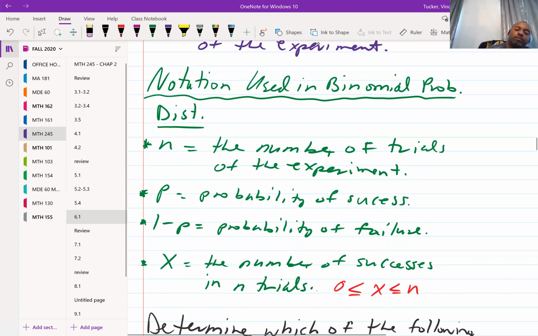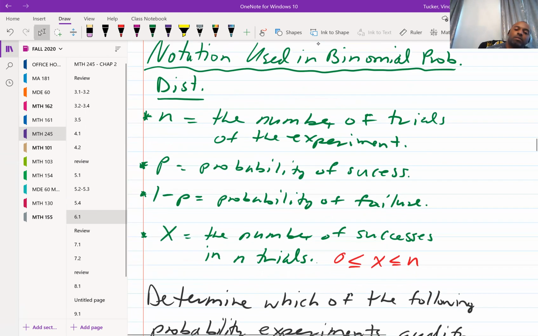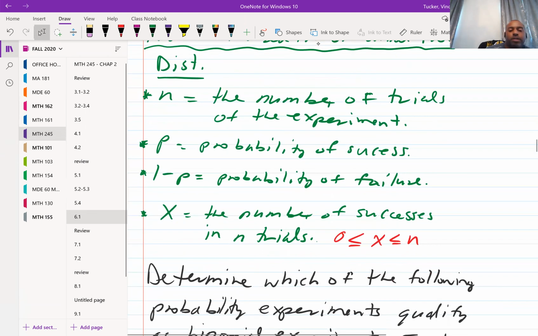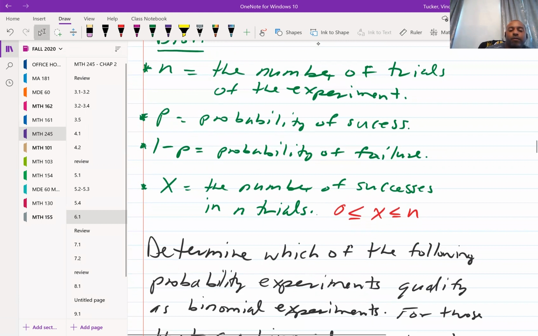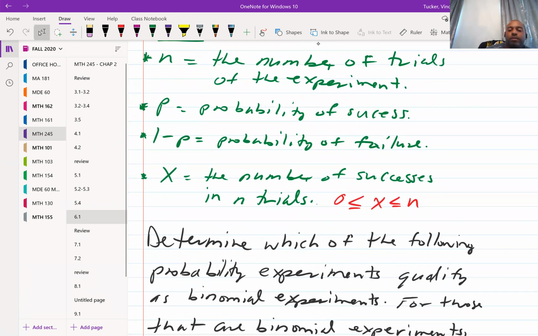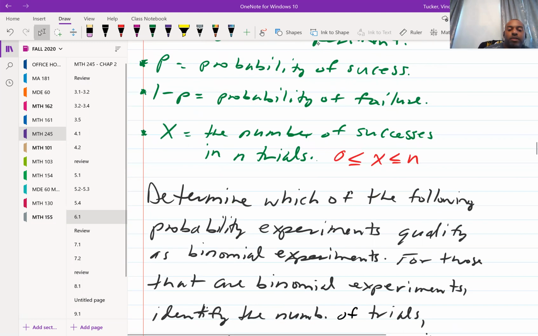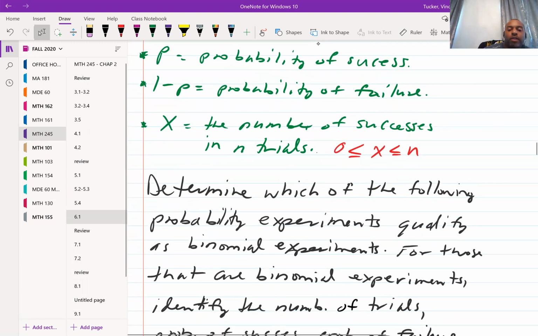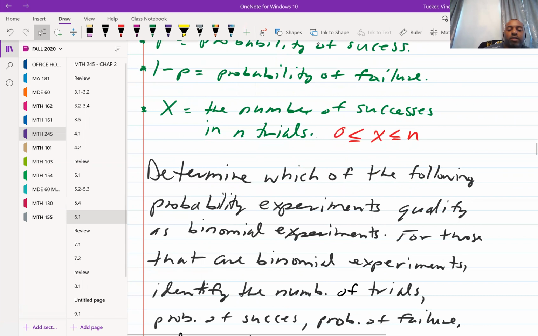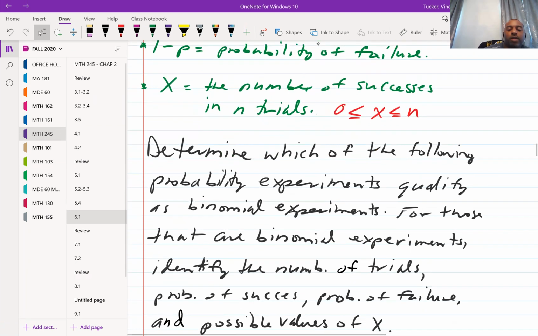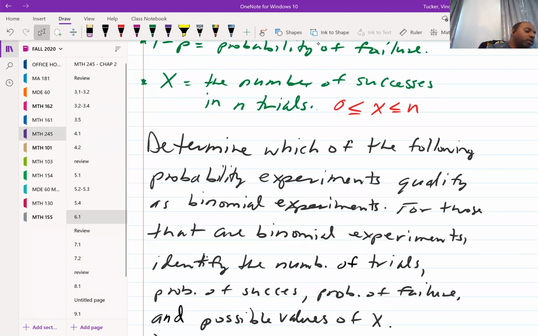All right. So we're going to use that information to determine if we actually have a binomial experiment, based on those four criteria. We have to determine which of the following probability experiments qualify as binomial experiments. For those that are binomial experiments, we're going to identify the number of trials, probability of success, probability of failure, and the possible values of X.